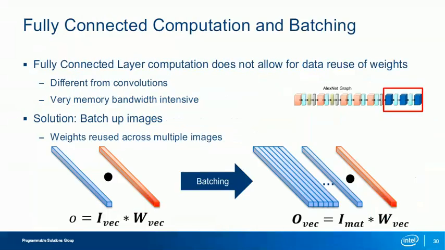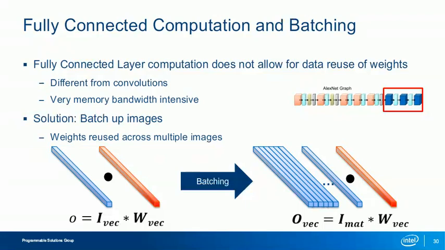When performing fully connected dot product computation, the processing elements will not be able to reuse the filter weights, since in the fully connected layer, each filter coefficient is only used once as there is no sliding. This characteristic is different from convolutions and will result in a very memory bandwidth intensive operation.